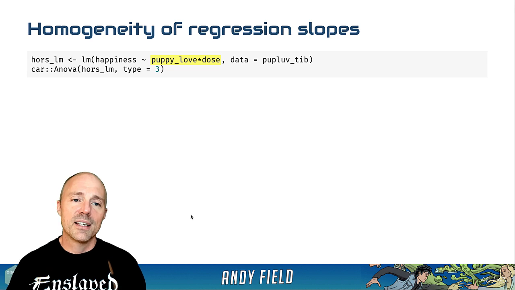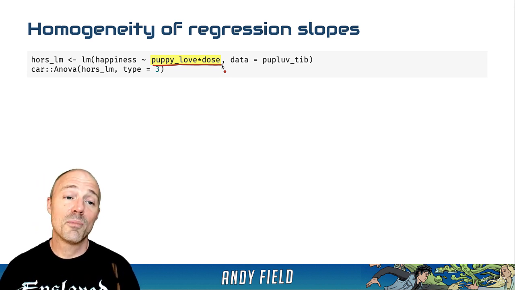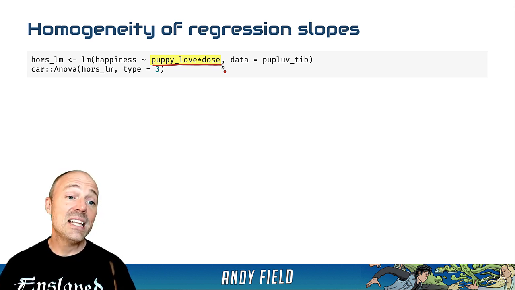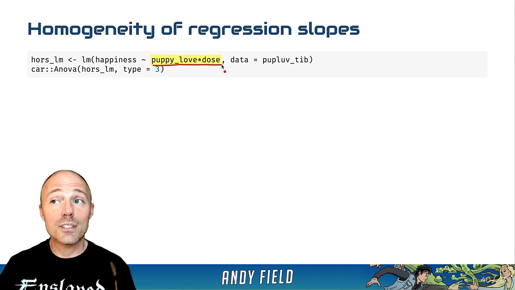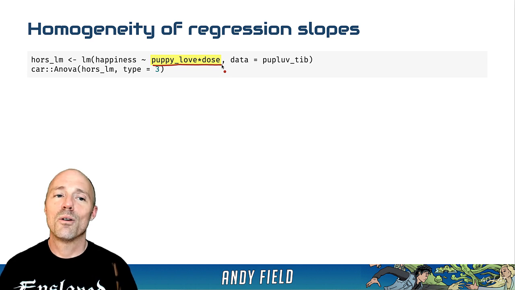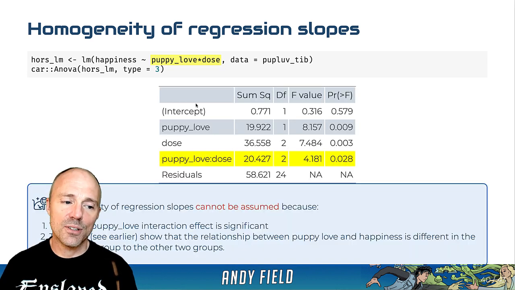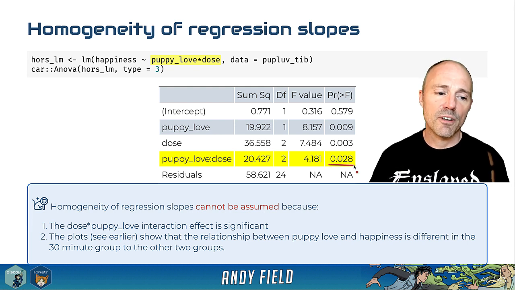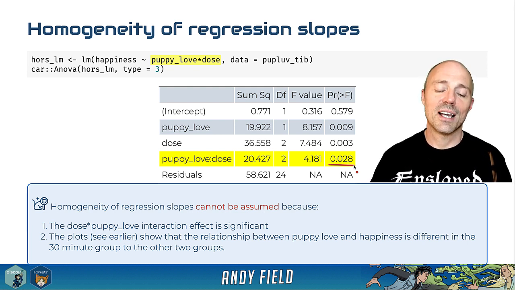We could also look at this assumption of homogeneity of regression slopes in a formal way. You could just look at plots, but we can also refit the model, asking it to look at what's known as an interaction term, which we're going to talk about in the next lecture. This is just the combined effect of puppy love and dose. If that combined effect of puppy love and dose is significant, then it means that the relationship between puppy love and happiness is different across the three doses. So it's a formal test of heterogeneity of regression slopes. What we actually have in these data, if you look at this interaction term, is that it is significant. This is pretty obvious from the plots, to be honest, but if we test it formally like this, you'll see that we can't assume homogeneity of regression slopes.